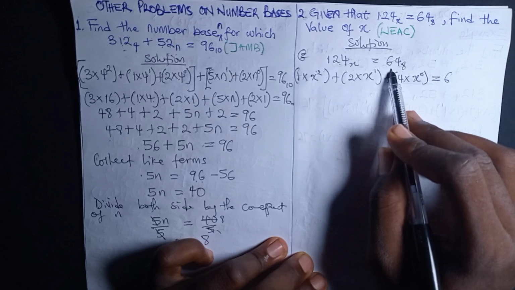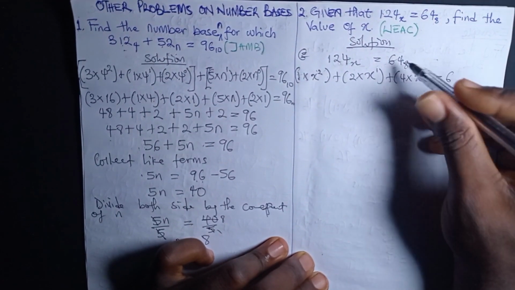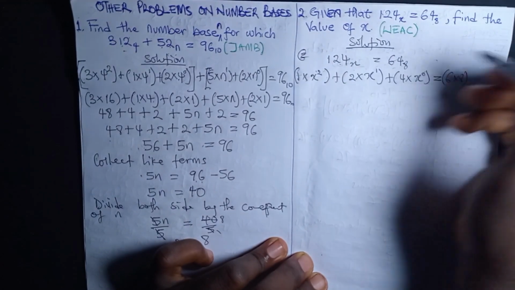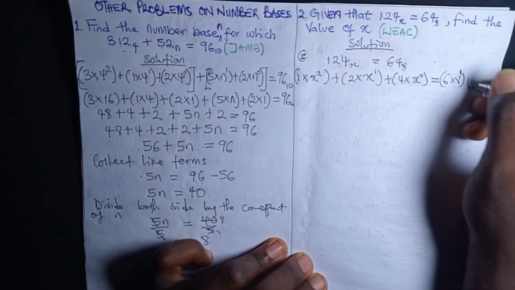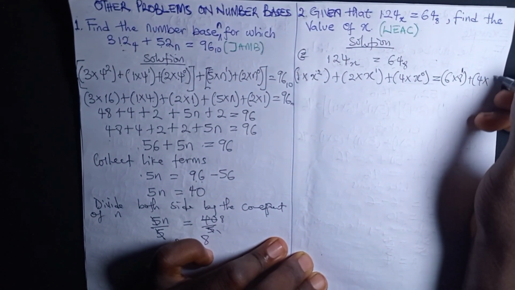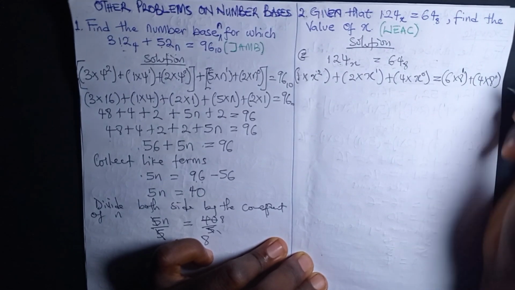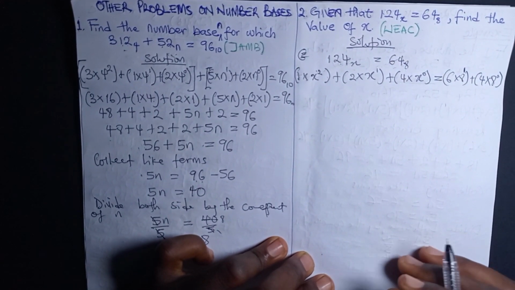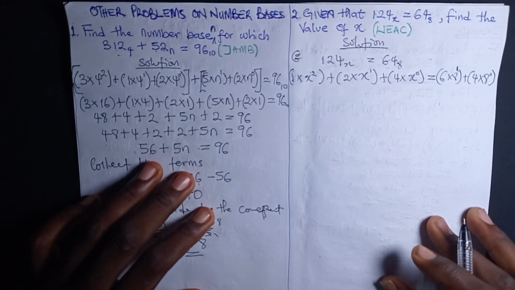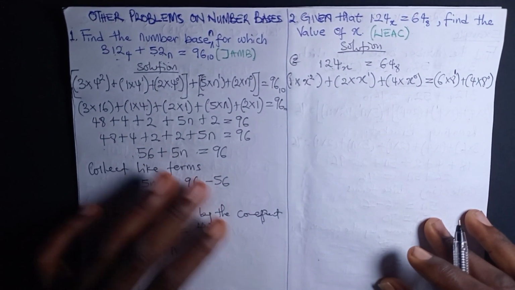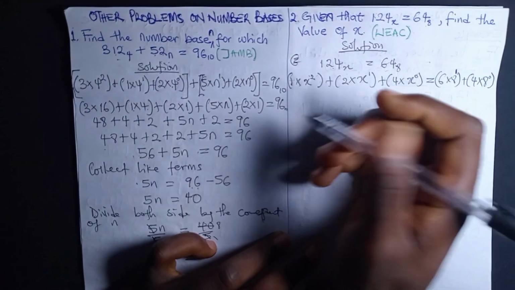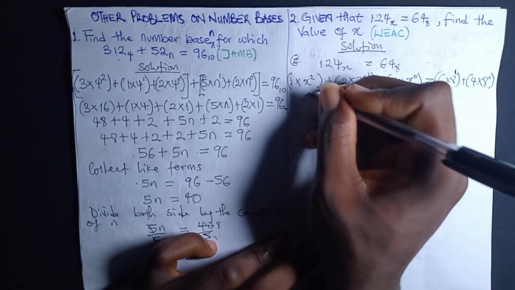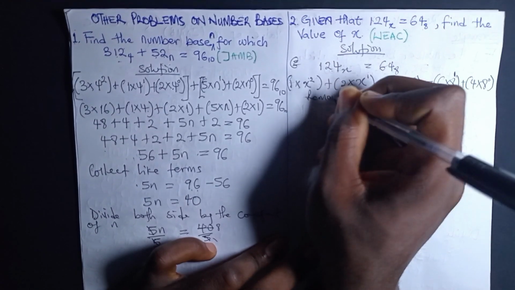We are converting this 64 in base 8 to a number in base 10. So 6 times 8 raised to the power 1, plus 4 times 8 raised to the power 0. So let's solve further, removing brackets.